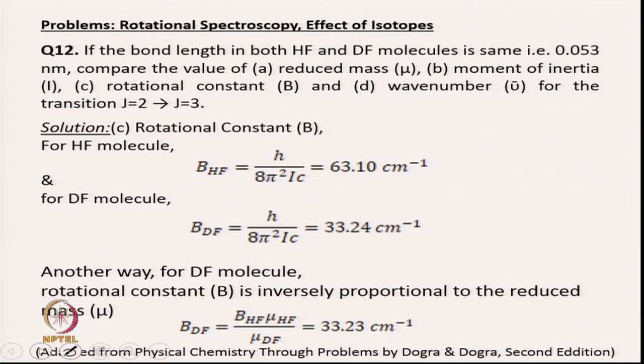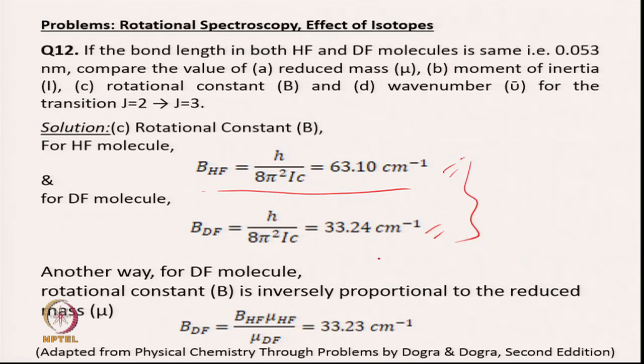Now, once we know the mu value and I value, we can go ahead and look at the rotational constant for these two molecules. If you do a calculation for HF using B is equal to h by 8 pi square Ic, you will get the B value for HF equal to 63.10 centimeter inverse, and B of DF is 33.24 centimeter inverse. So, this is right.